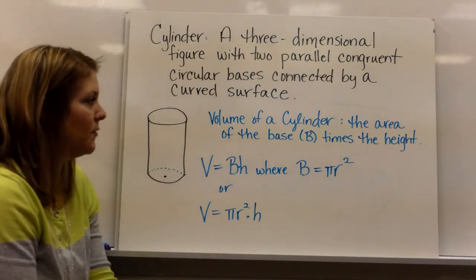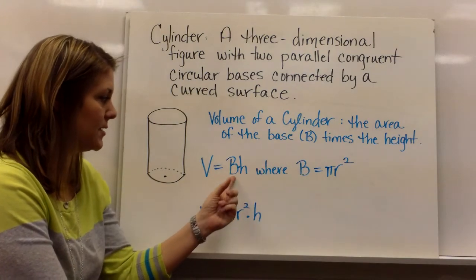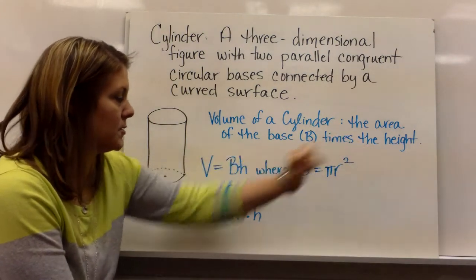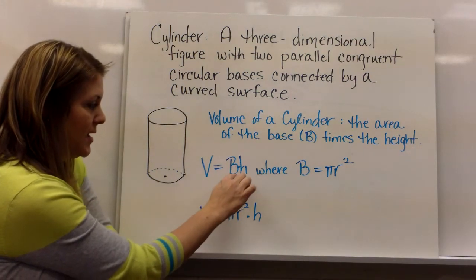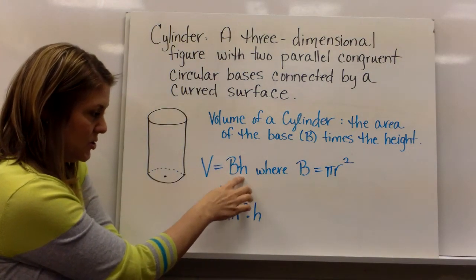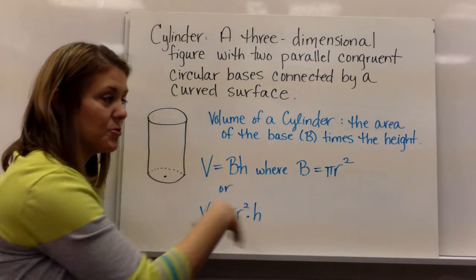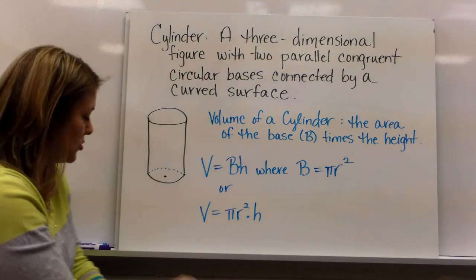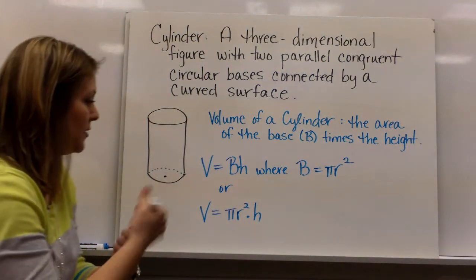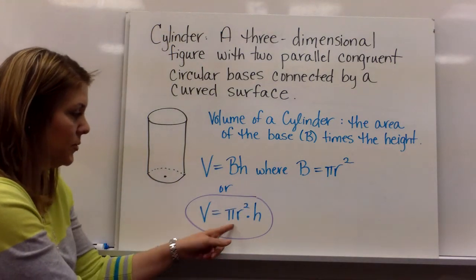To find the volume of a cylinder, you're going to find the area of the base, and that's what that uppercase B stands for. Then you're going to multiply that by the height. So sometimes you'll see the formula as capital B times H, where the area of the base is a circle. So we'll have to recall area of a circle, which is pi r squared. So the more common formula that you're going to see and use will be this one.